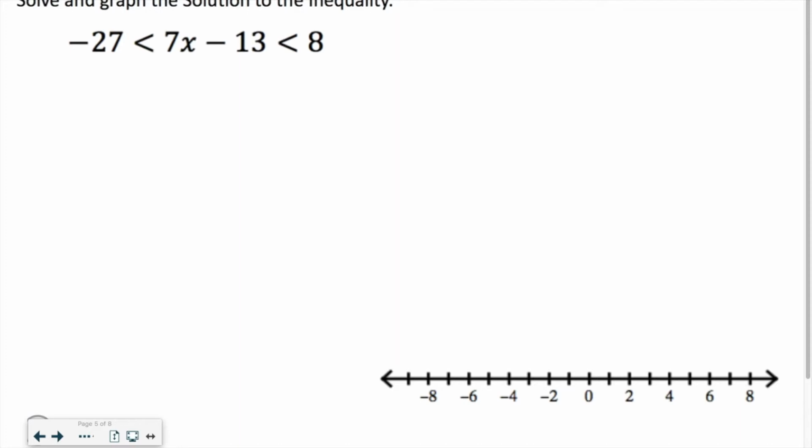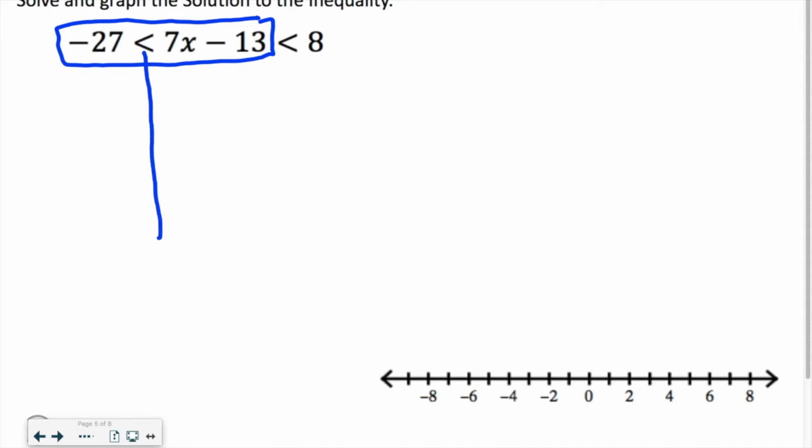Next one, we're sharing it again. So we're doing this side first. So you draw your line. Add 13 to both sides, and you get negative 14 on this side, less than 7x, divide by 7. That little black line on the x just happens when I click the button on the pen. Sorry about that. That means it's changing it back to the original color. So then we have 7 divided by 7 cancels out, leaving you with x, and then negative 14 divided by 7 is your negative 2.